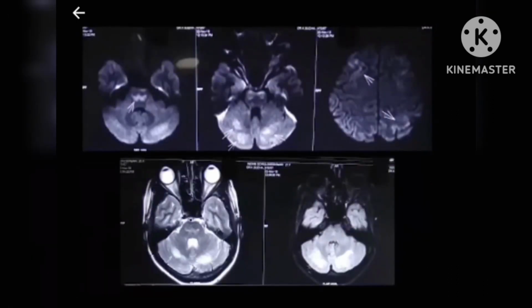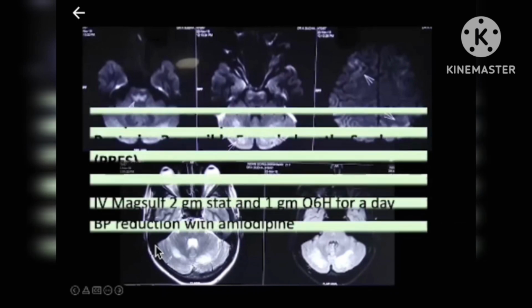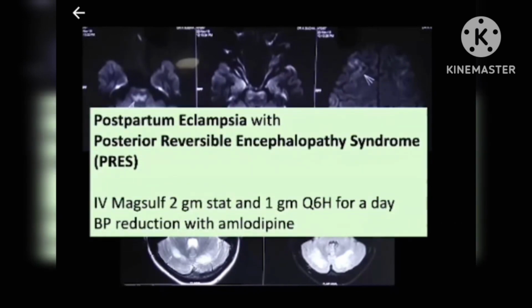And these are the findings. You see these hyperintensities in the posterior head region. And this is what is called postpartum eclampsia with posterior reversible encephalopathy syndrome, PRES, it's called. Even though she has had seizures, we give magnesium sulfate and there's no need for giving anti-seizure medicines. And blood pressure reduction solves the treatment and she becomes normal.